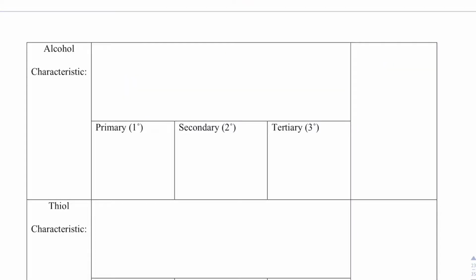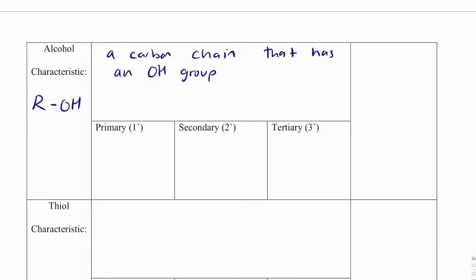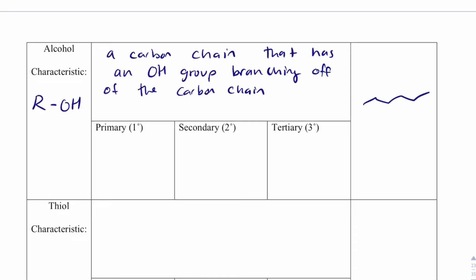So the characteristic of an alcohol is that some sort of carbon chain that we'll call just an R group has an OH bonded to it. And so this is going to be, by definition, a carbon chain that has an OH group branching off of the carbon chain. Okay, and if we draw 6, 1, 2, 3, 4, 5, 6, we could have an OH group like so.